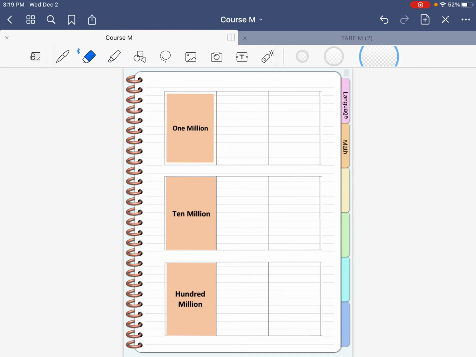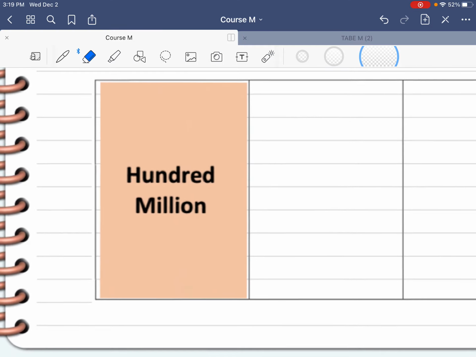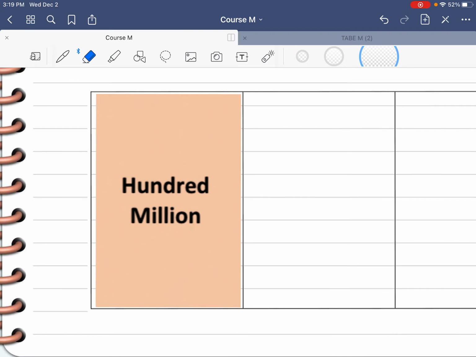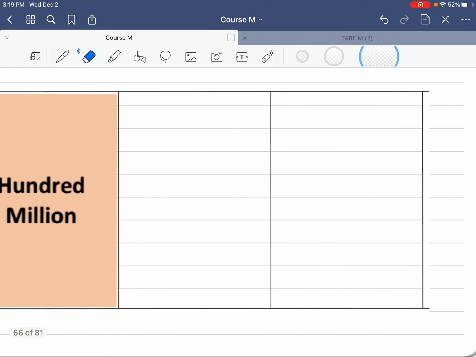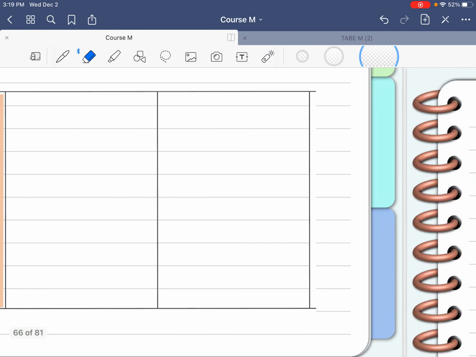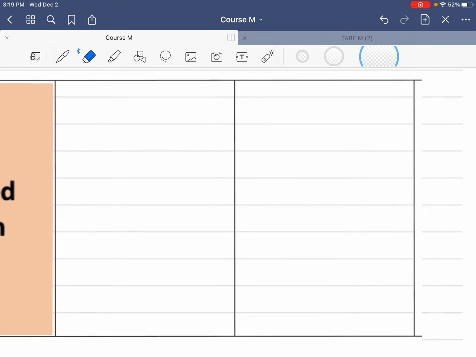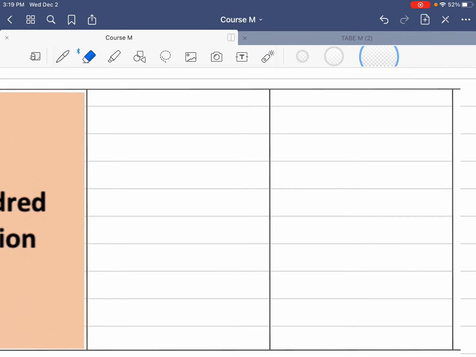I want you to find the one that says 100 million. 100 million. And I want you to open that door up to the inside. So you're looking at the inside of the door. And we're going to write some notes in here about 100 million. So the first thing I want to show you is what the number 100 million looks like.